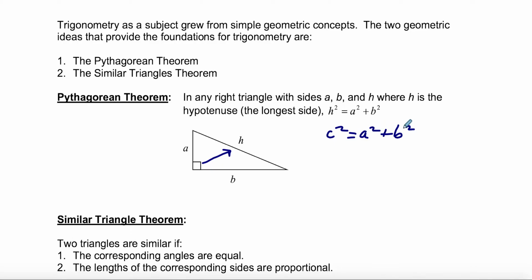That might be a little bit more familiar, where this side C is the hypotenuse and it's the one that has to go on its own. The two legs are the ones that you would add up in the formula. So we will review that a little bit.